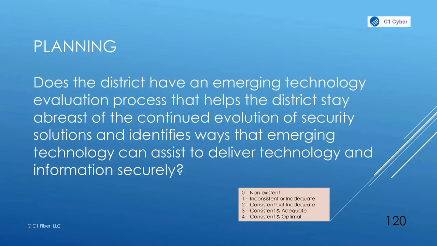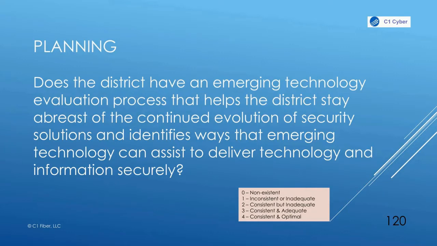Does the district have an emerging technology evaluation process that helps the district stay abreast of the continued evolution of security solutions and identifies ways that emerging technology can assist to deliver technology and information securely? Score 0 if your organization does not have an emerging technology evaluation process. Score 1 if your organization has an inconsistent or inadequate emerging technology evaluation process.